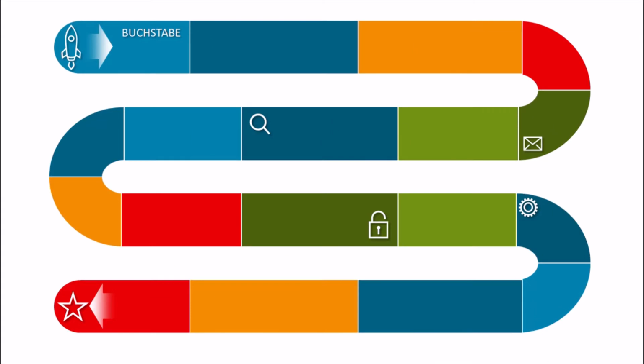Let's begin. Buchstabe. Letters. In German, there are 26 letters and 4 special letters. I'll sing a song so you remember it quickly. And you'll also know the pronunciation.